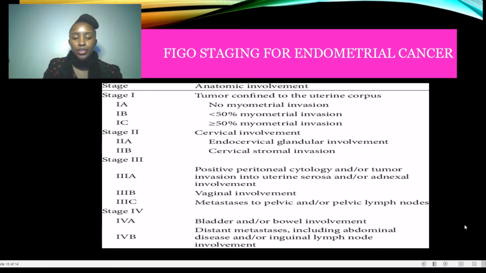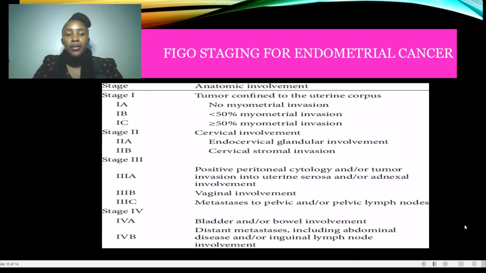When we get to stage 4, this is quite advanced disease and it has A and B. Stage 4A is where the bladder or bowels are involved. Distant metastasis is stage 4B, including abdominal disease, inguinal lymph node involvement, and the rest of the body.